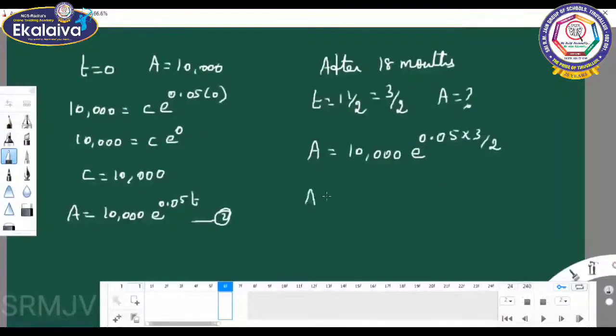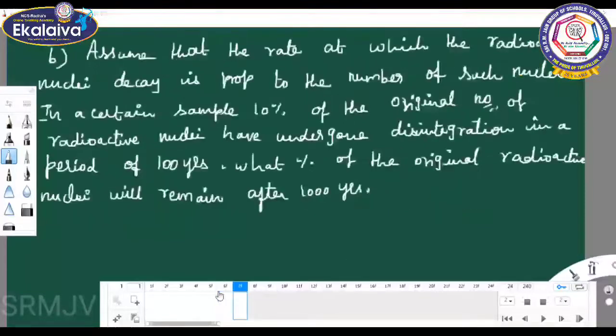So the amount equals 10,000 e power 0.075. If the value is given, you can substitute 0.075, or otherwise you can leave the sum as it is. See the sixth sum.